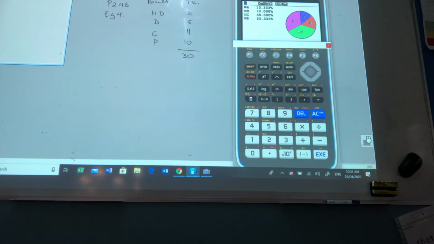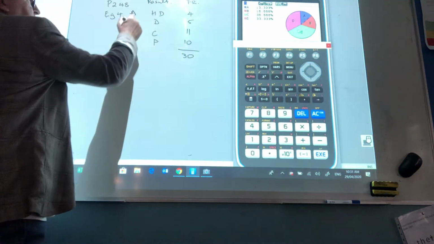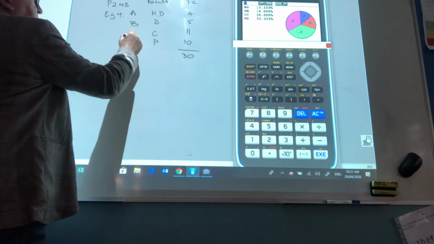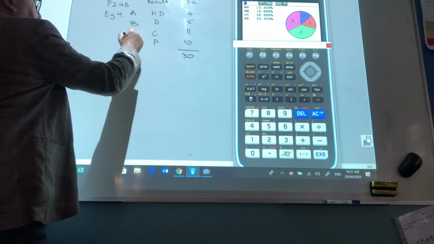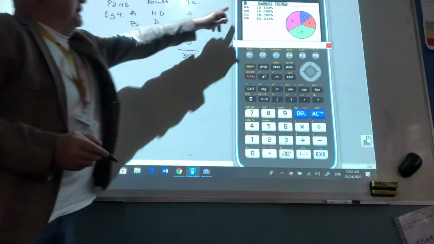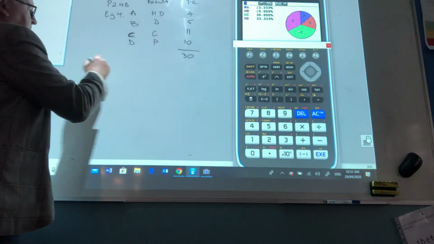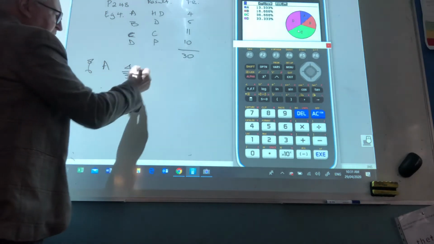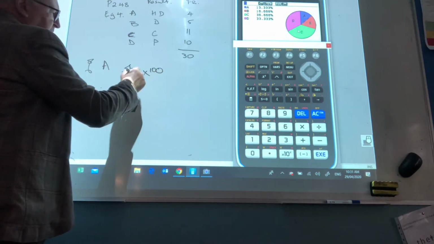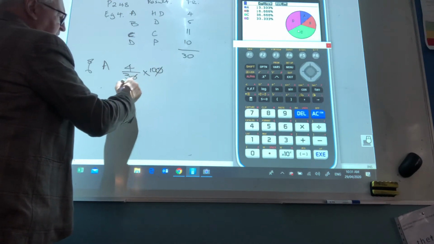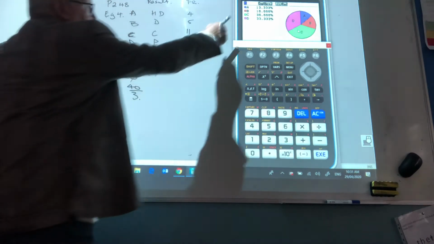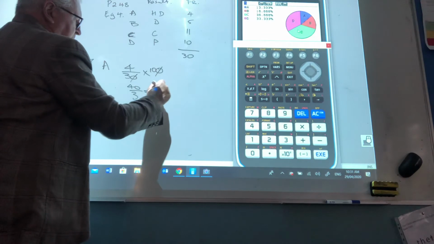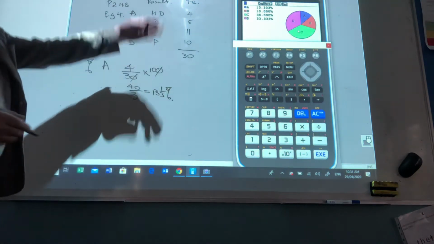Okay, if you want to know what's going on, this is obviously A, this is obviously B, this is C, this is D. Strangely enough, they match, or C does anyway. If you want to know how they work out the percentages, A was 4 out of 30, and that's a fraction of 100, so I cancel those out. That's 40 over 3, which should be 13 and a third. And you just do the same for each of them.